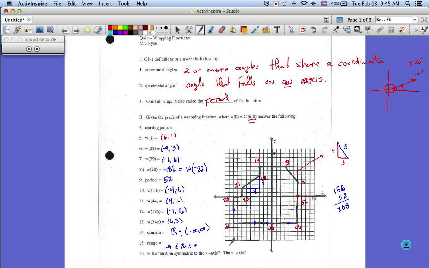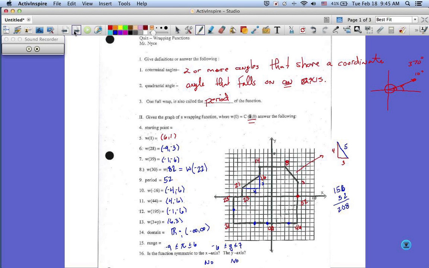And my y values have been from down here, which is negative 6, all the way up to 3, 6, 7, it looks like, if I can count. And again, you can write that in interval notation here if you'd like also. Symmetry, x-axis, no. Y-axis, no. Okay, so no symmetry there at all.